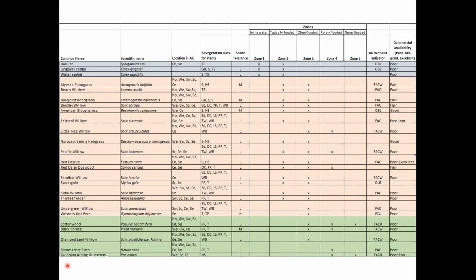So just keep your eyes out and ears to the ground for when that guide becomes available, and this will be in addition to the guide that should be pretty useful for folks across the state.